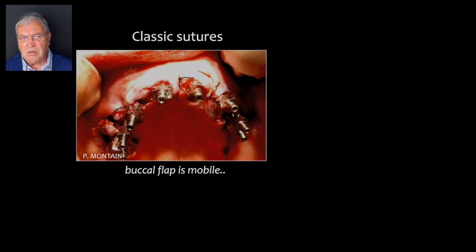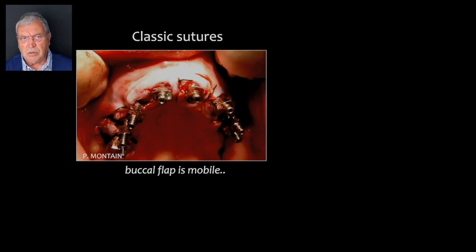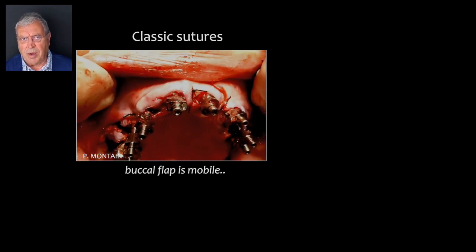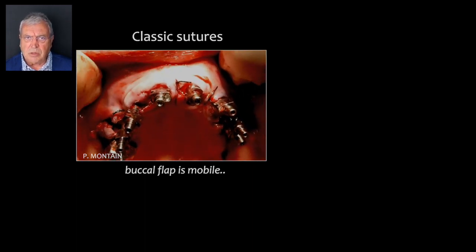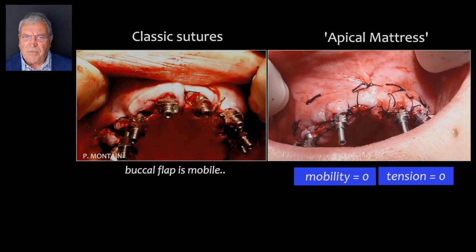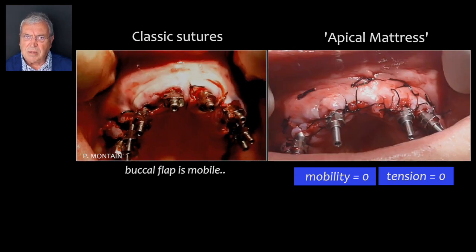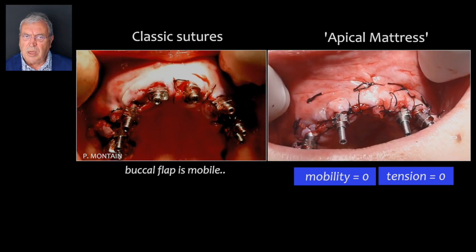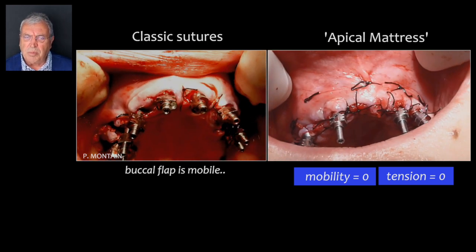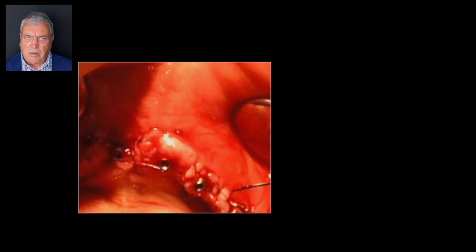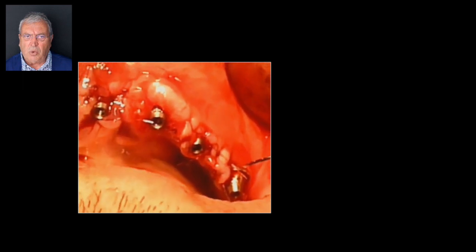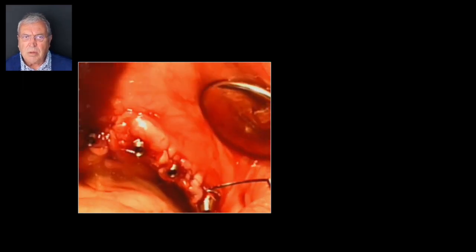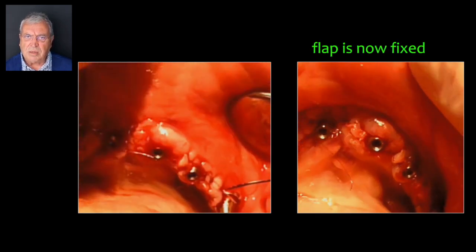This is a case full arch with classic sutures. And we see that the whole buccal flap is mobile. If we change by apical sutures, we will see that the flap is totally fixed. We remove the tension and the mobility. We see that the flap is mobile around the abutment. If we add an apical mattress, then the flap is fixed.